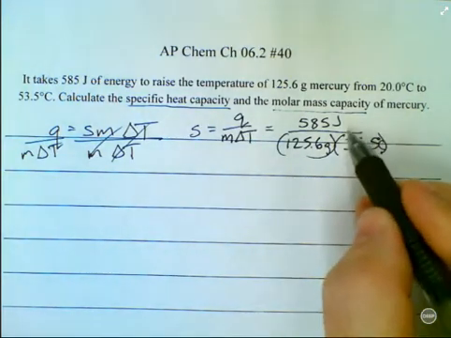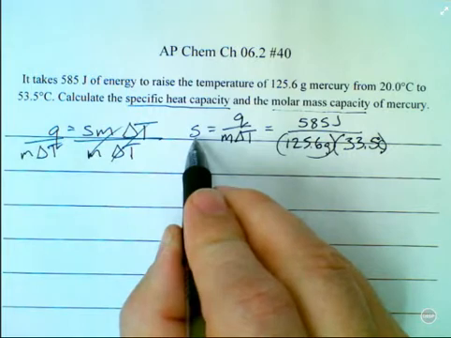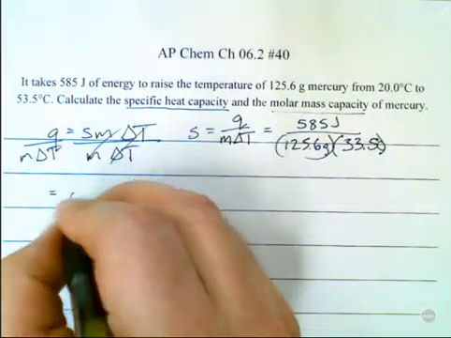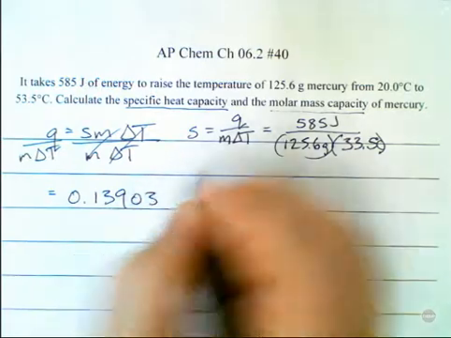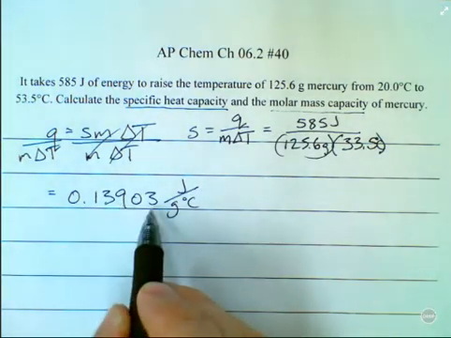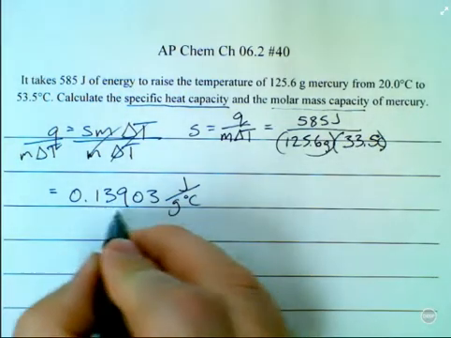Now notice when I do this calculation, I'll have the units of joules over grams per degree Celsius, which are the units for specific heat capacity. So I know I'm on the right track. All that's left to do is this calculation: 585 divided by 125.6 times 33.5. My calculator tells me 0.13903. Now, significant figures. You've got 3, 4, 3, so I'm going to use 3. So I'm going to round right there.